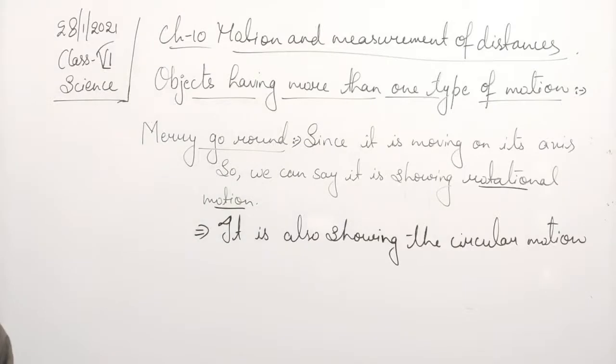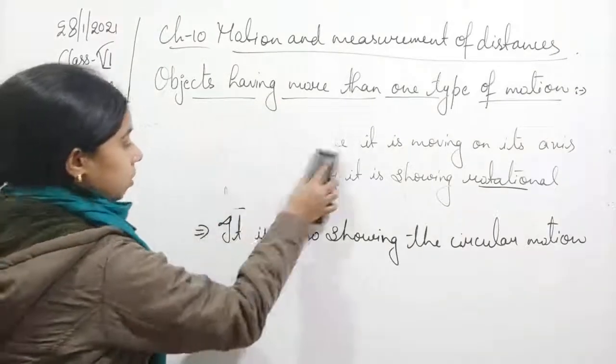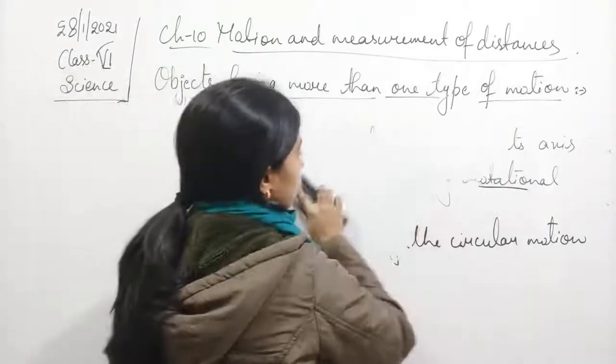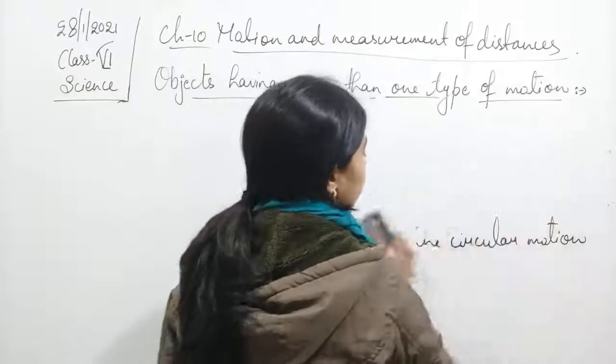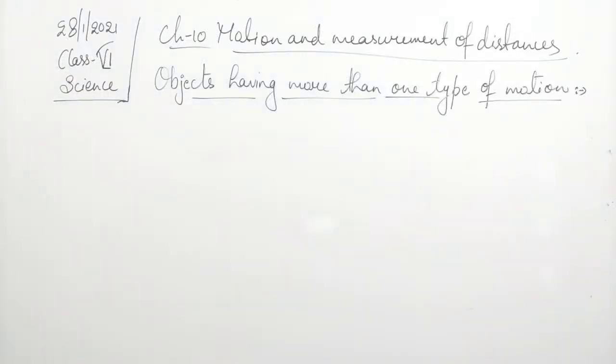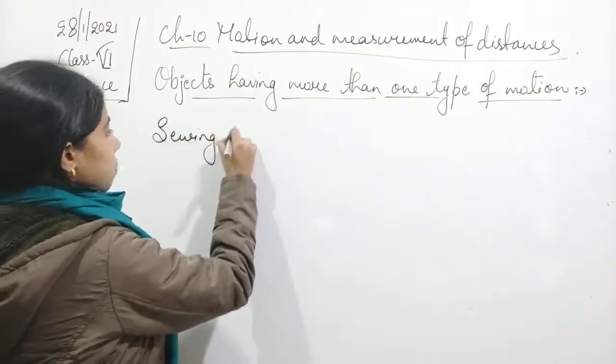With this, students, we can take another example, and that is a sewing machine. So what is a sewing machine? It helps in stitching clothes.